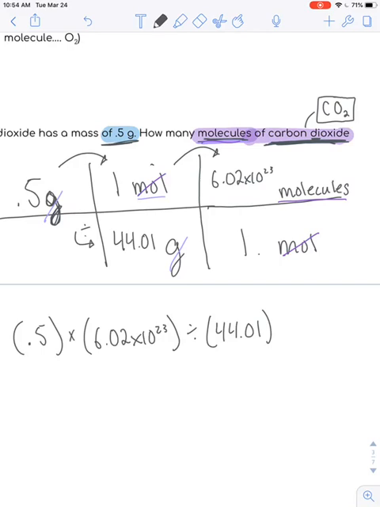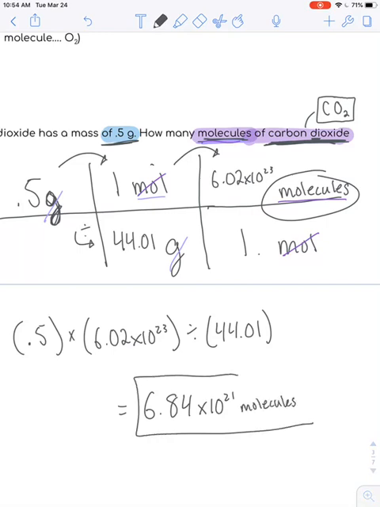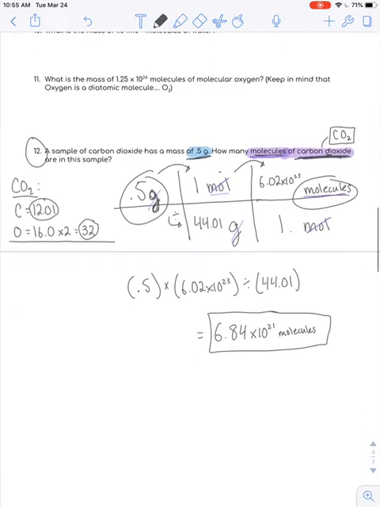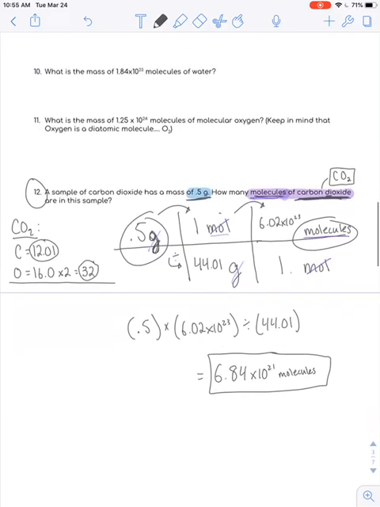If we type this directly into our calculator as we see it, we should get an answer of 6.84 times 10 to the 21st, and our goal units were molecules. So that is how many molecules would be in 0.5 grams of carbon dioxide. And that is how you solve a two-step mole calculation.